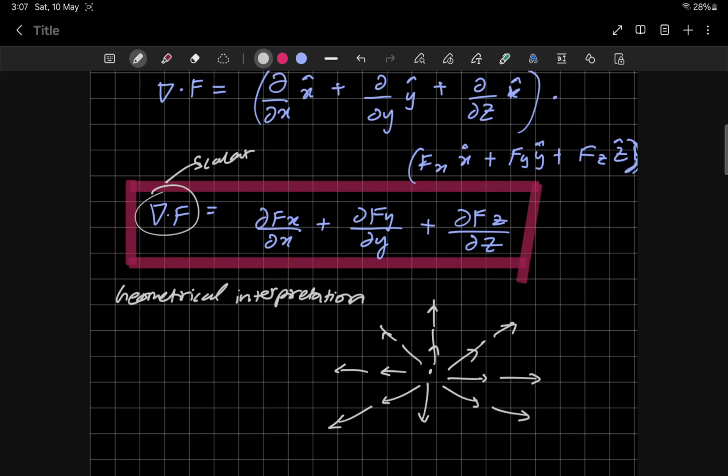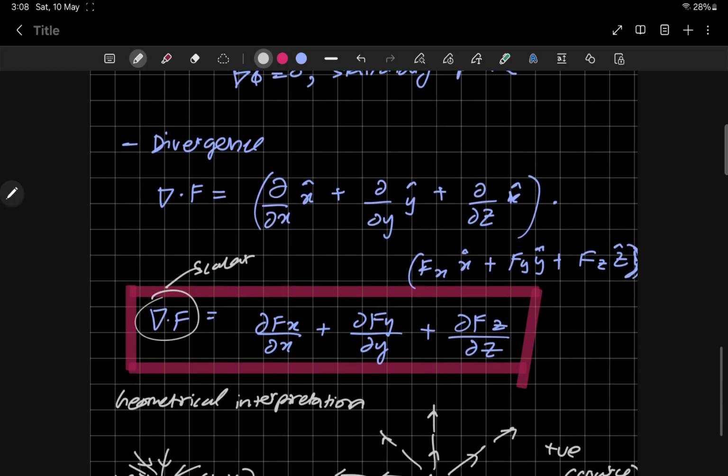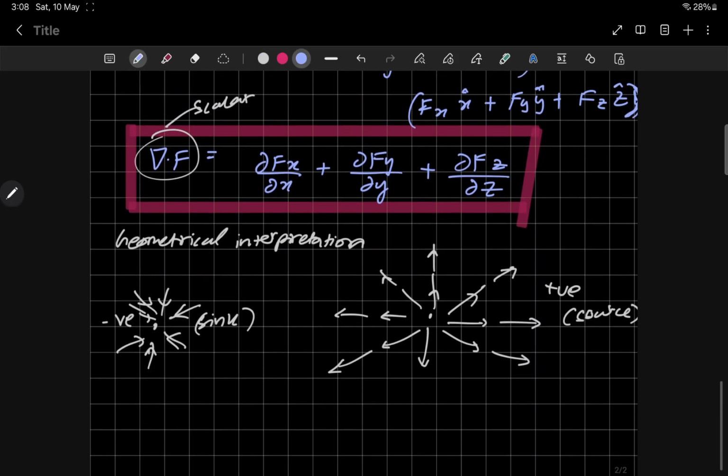a point. If it is positive, it spreads away from the point. If it's negative, you can say that the vector field is going to converge. If it's positive, it diverges. If it's negative, it converges. So you can assume this as a sink if the value of divergence is negative, and if it's positive, it is a source because it is emanating from that point. So that's all for divergence.